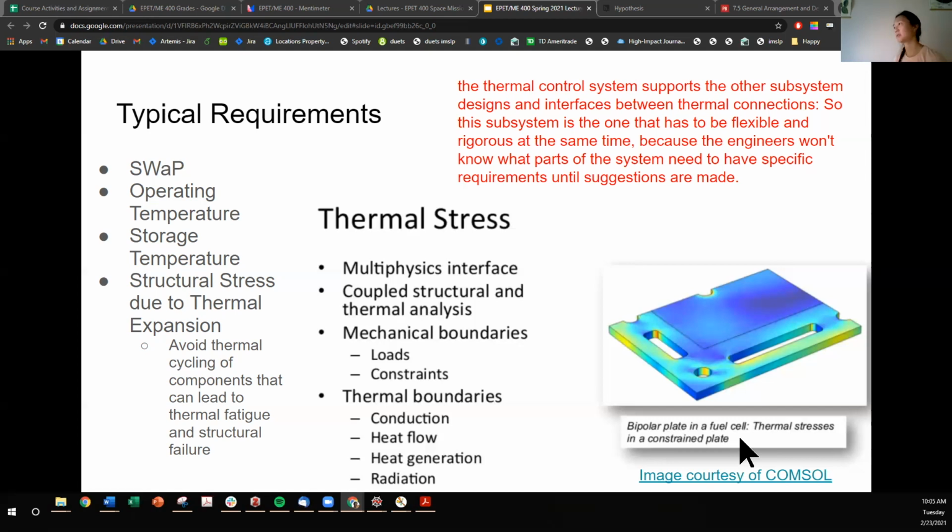The thermal control system supports the other subsystem designs and interfaces between thermal connections. So this subsystem is the one that has to be flexible and rigorous at the same time, because the engineers won't know what parts of the system need to have specific requirements until suggestions are made. And yes, that's true to a point. I think that all subsystems have their hard parts, but the thermal subsystem lead, I think, has to be one of the more resourceful and adaptive of the engineers.